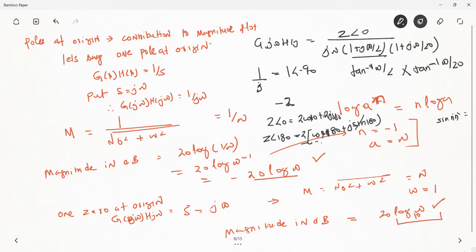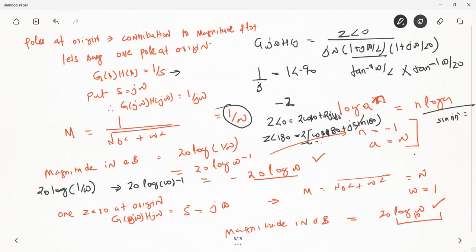Now, as far as the pole is concerned, the pole is the integrator part. It contributes how much? The magnitude of it would be 1 by omega, right? Suppose you are having one pole at origin. So what would be the magnitude in dB? Its contribution is 1 by omega. So in dB, we'll write 20 log 1 by omega. Okay, so 1 by omega can be written as 20 log omega inverse, right?